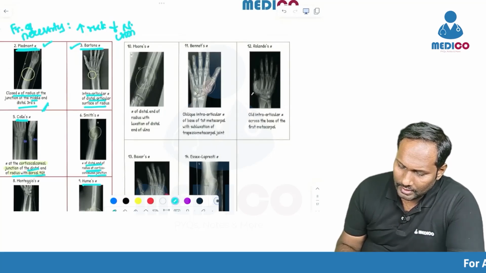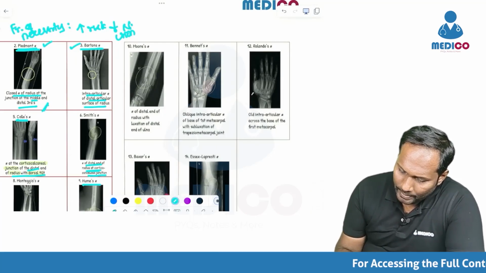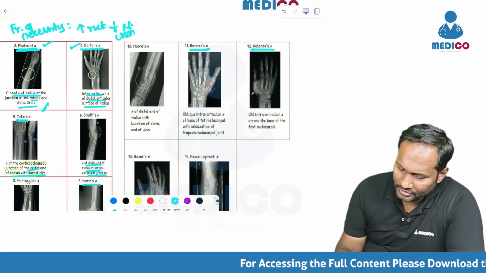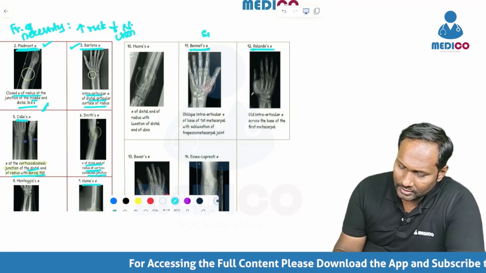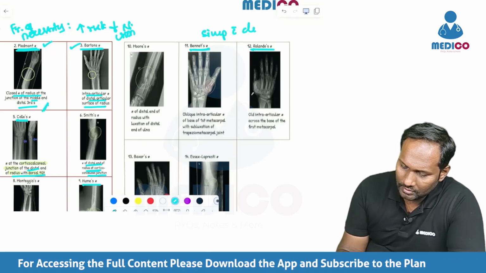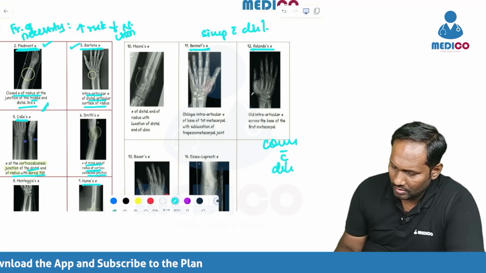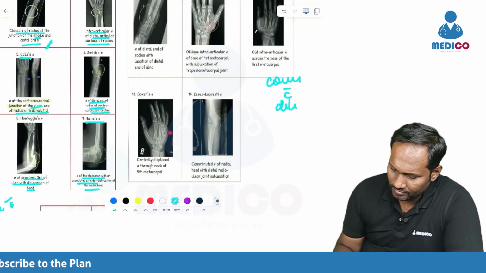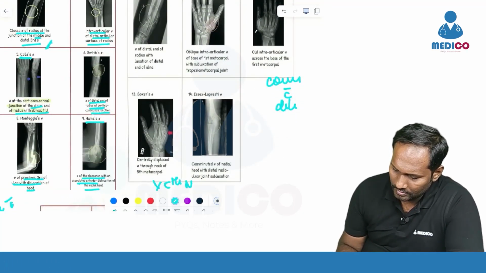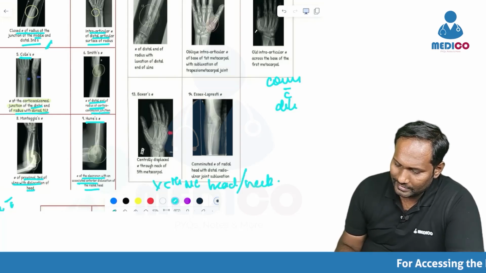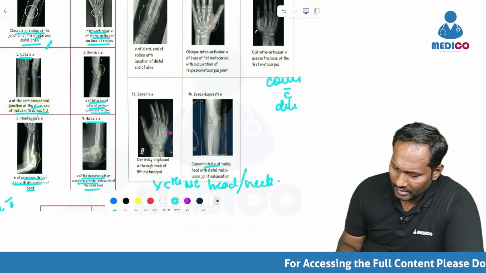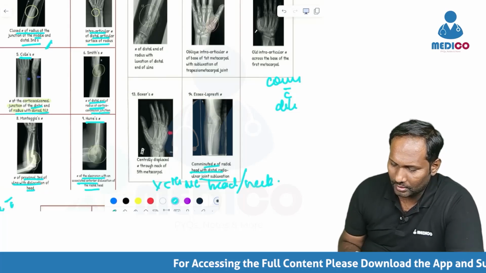Then you have Bennett's fracture and Rolando fracture. Bennett's fracture is simple with dislocation. Rolando is comminuted with dislocation. Boxer's fracture is the fifth metacarpal head or neck. Essex-Lopresti is a comminuted fracture of the radial head with distal radioulnar joint subluxation.